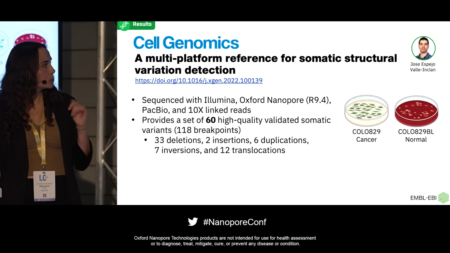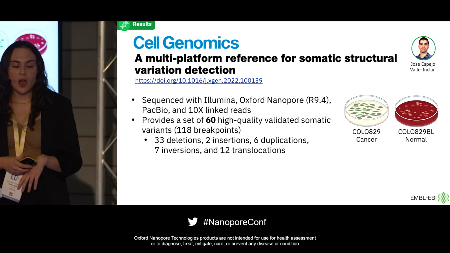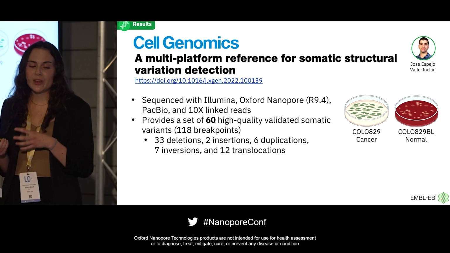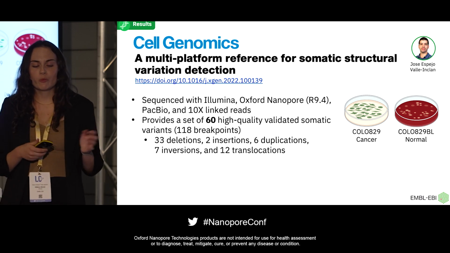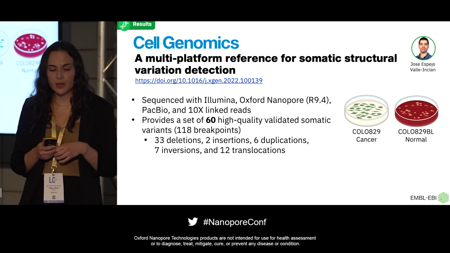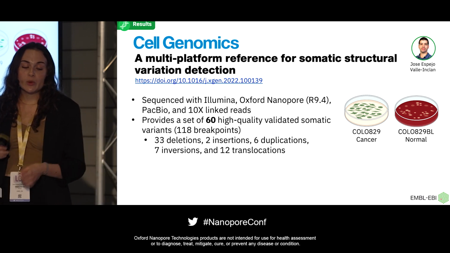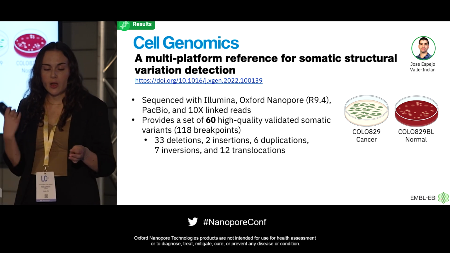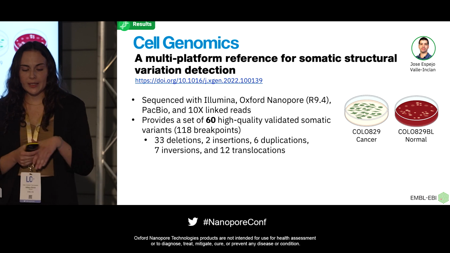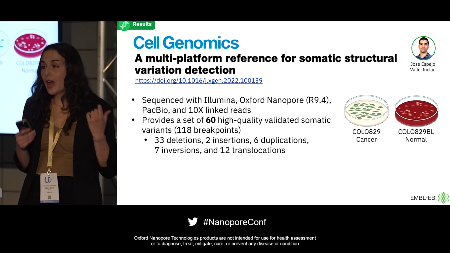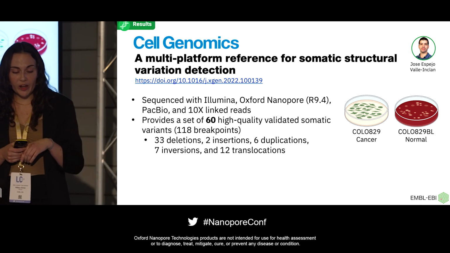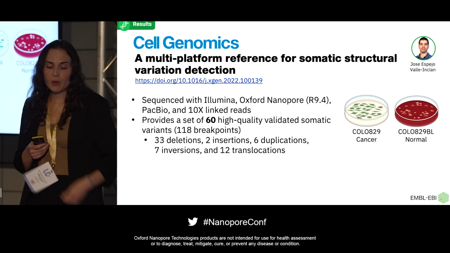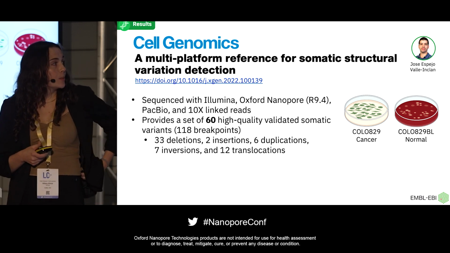OK, so how do we benchmark? I think we've heard mentioned before about COLO 829. This is a multi-platform reference for somatic structural variation. And it was sequenced with Illumina, Oxford Nanopore, PacBio, and 10x linked reads, which provides a set of 60 high-quality validated somatic variants. That's 118 breakpoints with a range of different SV types.